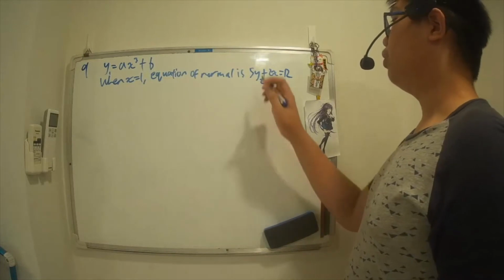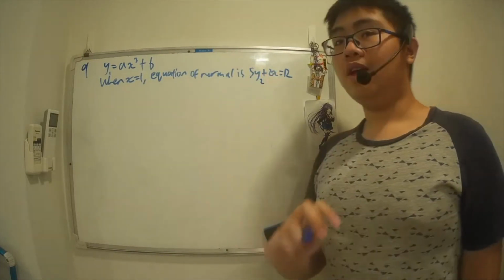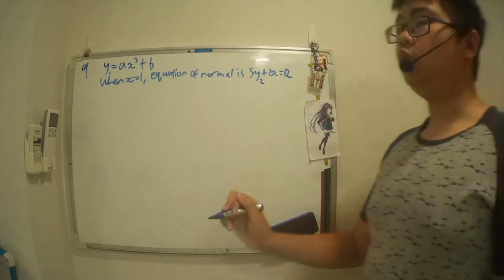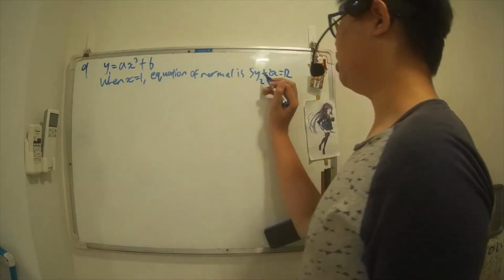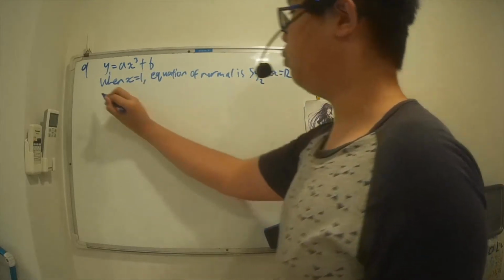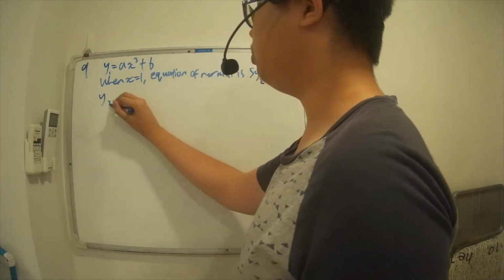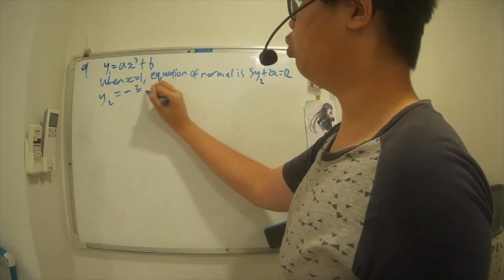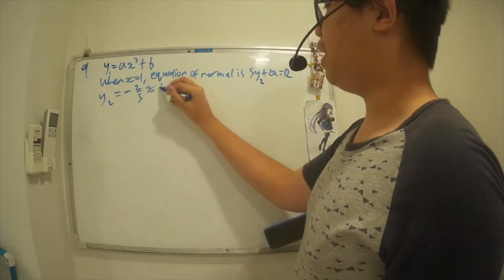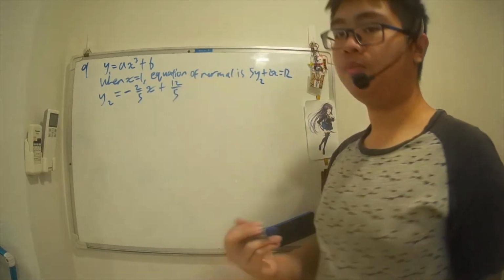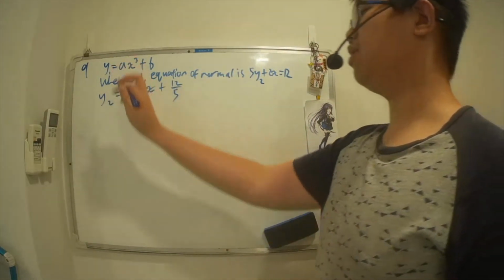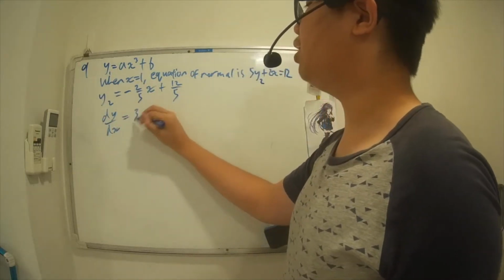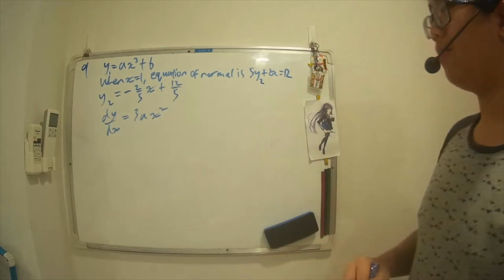If we can find the gradient of the normal, then we can find the gradient of the tangent at that point, right? Let's start by changing this to the standard form, y equals mx plus c. y2 is equal to, bring that over and divide everything by 5, negative 2 over 5 x plus 12 over 5. At the same time, let's find dy/dx. dy/dx is simply 3ax squared, right?